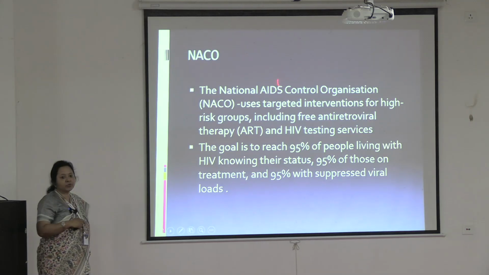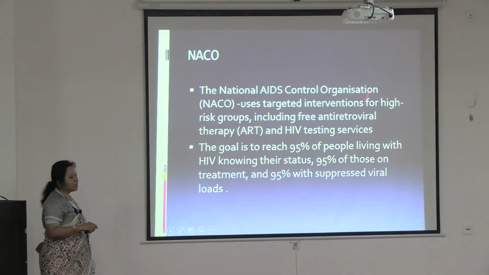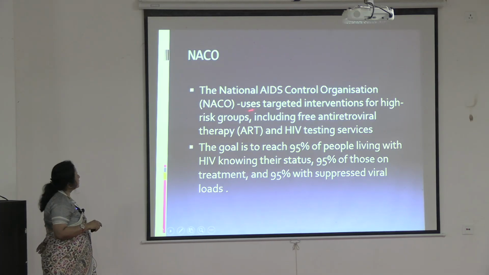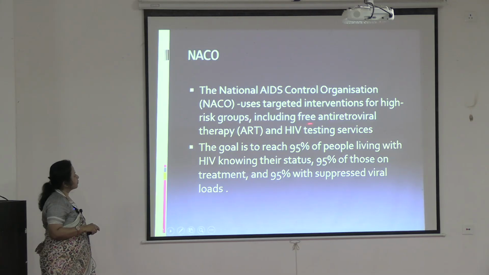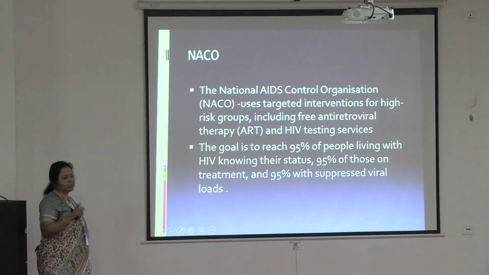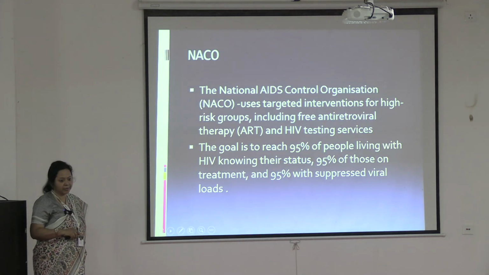So NACO, you should know this. What is the full form? They may be asked in your exam. It is the National AIDS Control Organization. This is the body which runs this whole HIV prevention, diagnosis, treatment, everything. It uses targeted intervention for high risk groups, including free antiretroviral therapy. Once a patient is diagnosed with HIV, he has to take treatment lifelong. So this ART treatment is free of cost from the government.